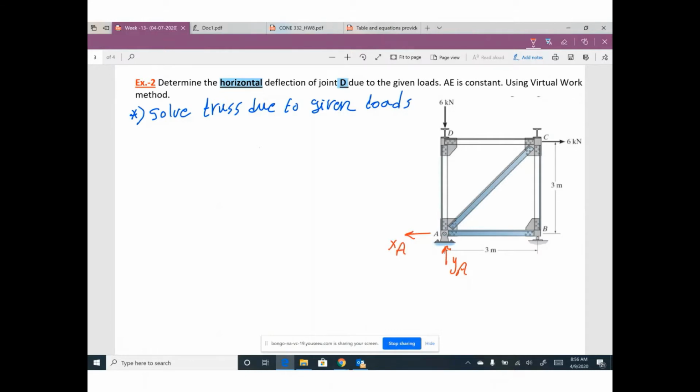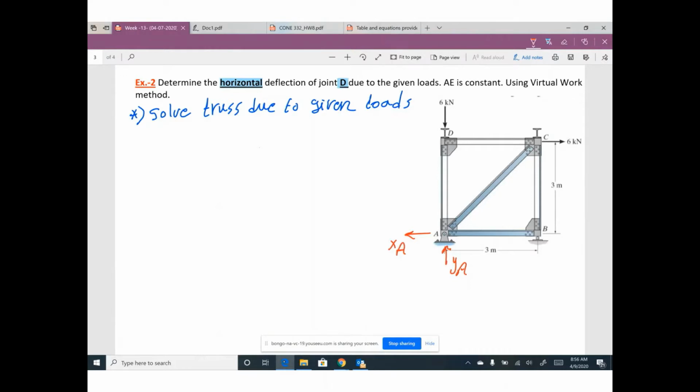You are almost done with this course. So I can assume probably 90% my correct direction of a reaction. So I expect reaction at A in X will be to the left.